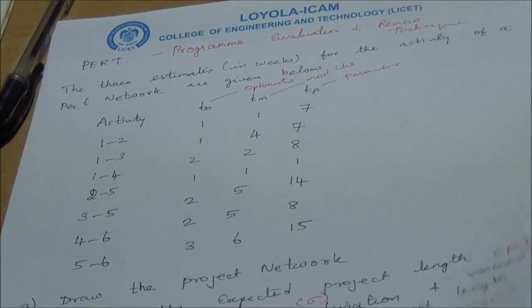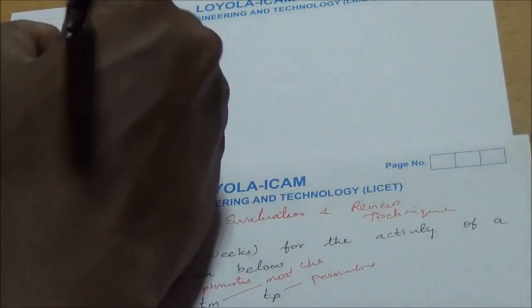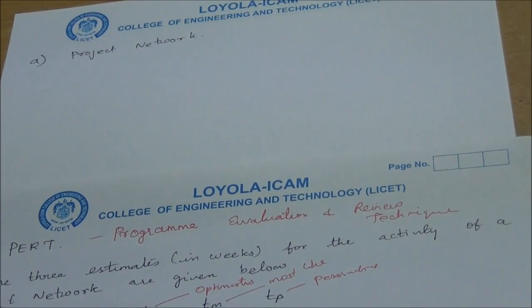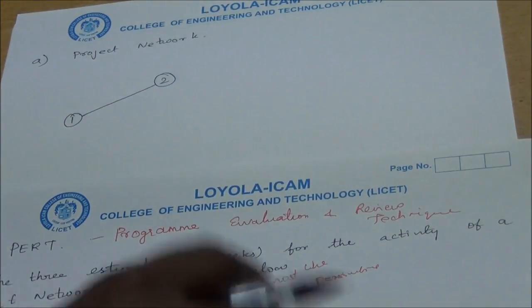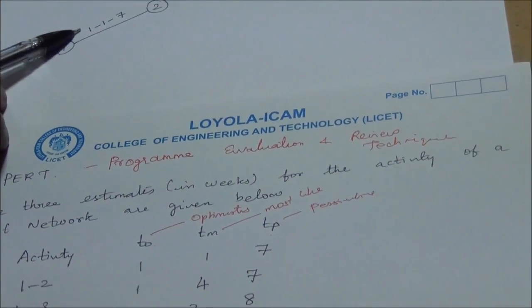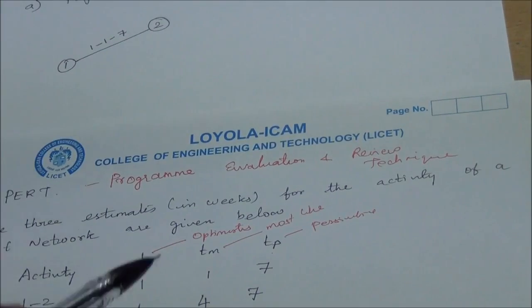So we will solve this problem. First, we have to draw the project network. The network is given with six nodes: 1, 2, 3, 4, 5 and 6. The activity from 1 to 2 is given as 1 1 7. The first value is the optimistic time, the second is the most likely time, and the third is the pessimistic time. So from 1 to 2 we have 1 1 7.